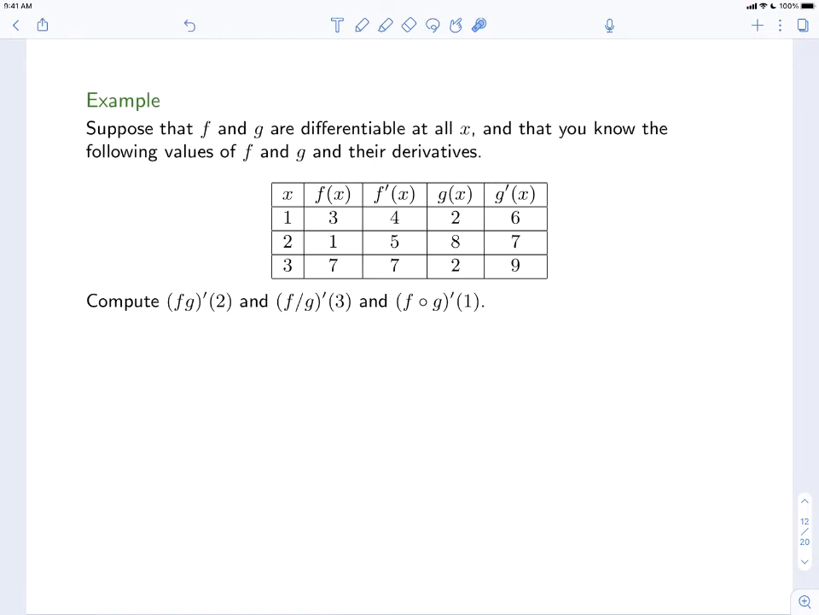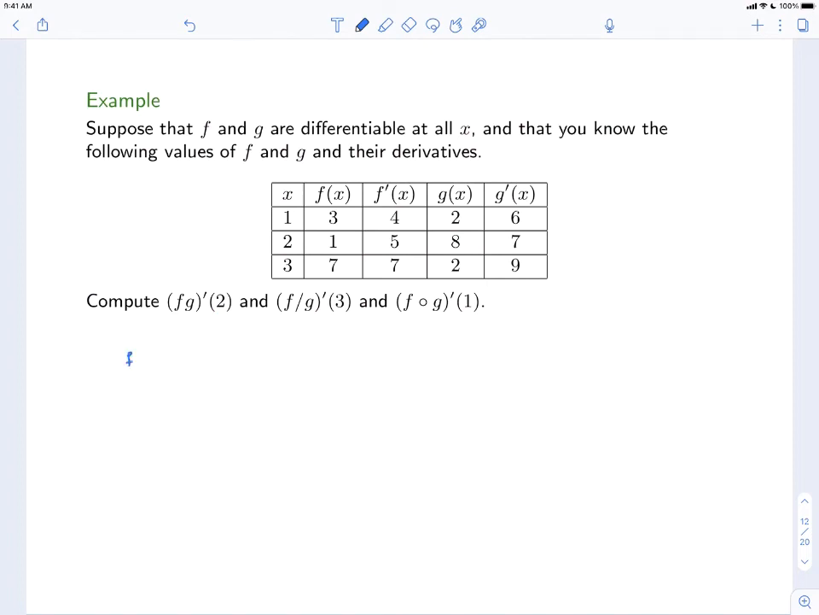We're asked to compute certain derivatives. For example, we want to compute fg prime evaluated at 2, f divided by g prime at 3, and the composition prime at 1. So we want to use the product rule, the quotient rule, and then the chain rule to evaluate these derivatives at certain specific values. So let's go ahead and give that a try. Well, again, since we don't know what the formulas are, we can't find a formula for the derivative of the product. However, we don't need the entire formula, we just need to know it at 2. So let's just go ahead and compute this.